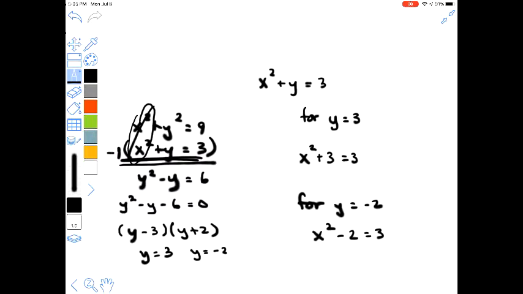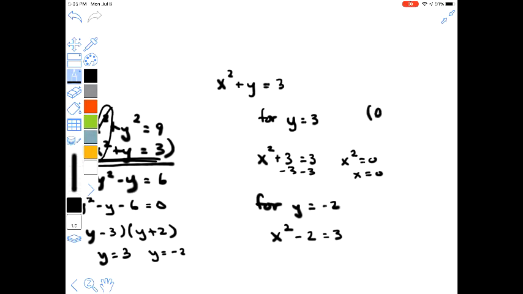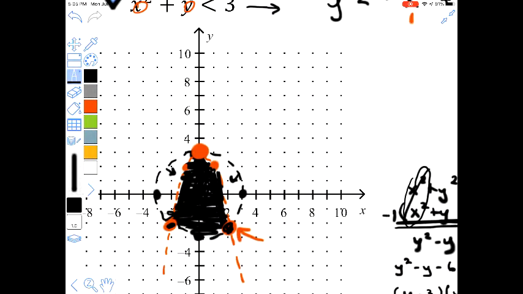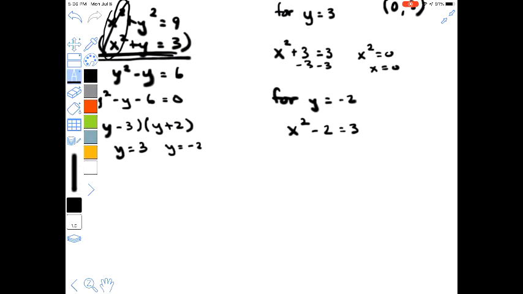And now we're going to solve for x. So if I subtract 3, that's going to give you 0. I get x squared equals 0, which means x equals 0. What that tells us is one of the intersection points is the point 0, 3. We already knew that one, 0, 3. This other equation, if I add 2, I'm going to get x squared equals 5. It doesn't work out nicely.